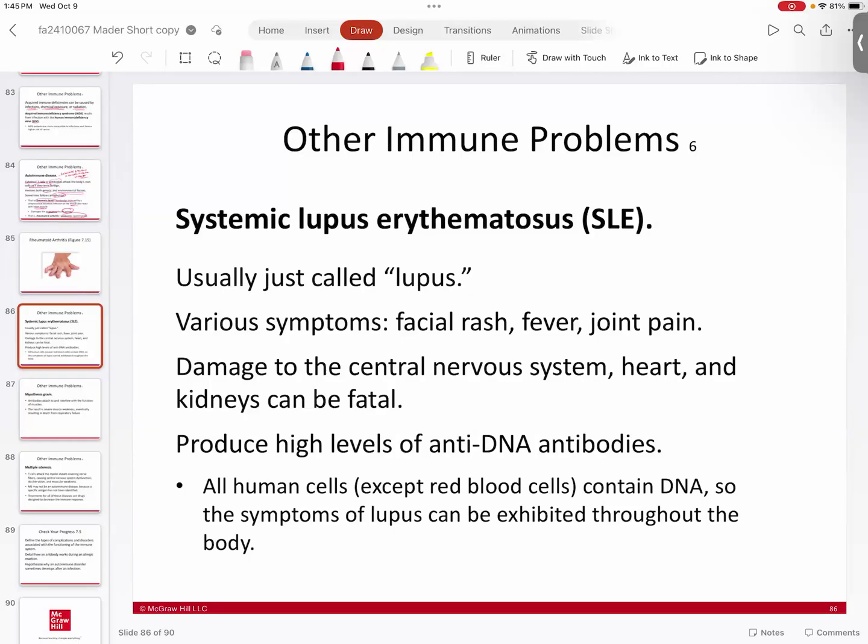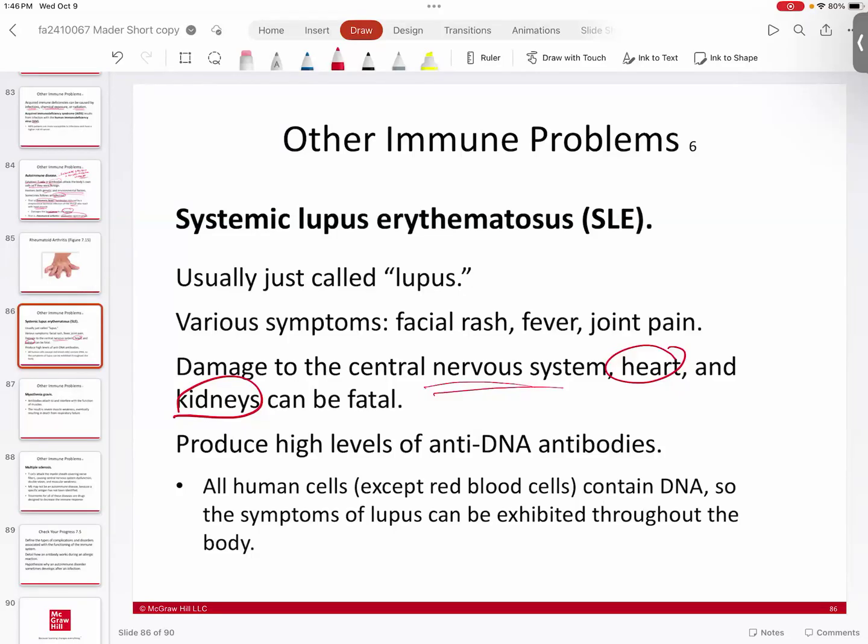Lupus, that's a common one, right? SLE, systemic lupus erythematosus. So this is basically another type of autoimmune disease. And so the damage is usually going toward the central nervous system, your nerves. It also goes after the heart, which is one of the reasons why we're concerned about lupus. And of course, the kidneys. So this can actually be fatal because you're going after some seriously core organs here, right? You're not going to mess with the cardiovascular system, the urinary system, the kidneys, and the central nervous system and get away with that. Right. So these are some really, really bad organs to do damage to.